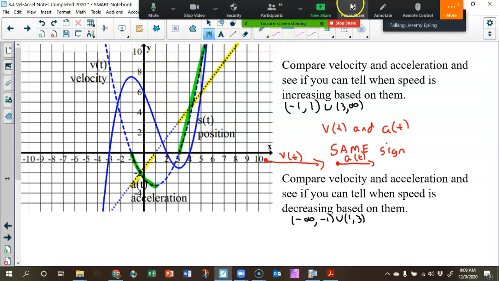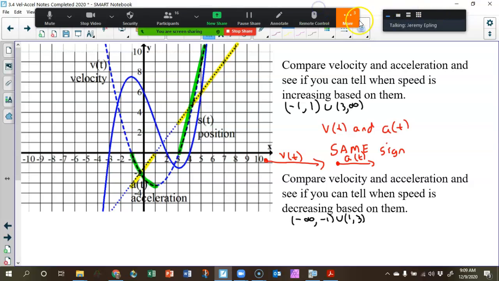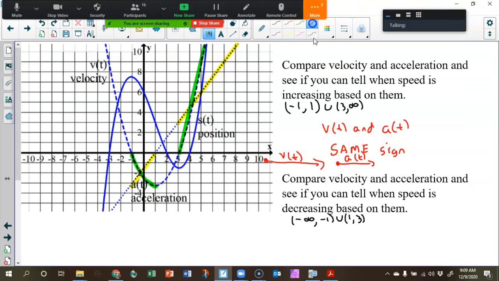Think of this from real life. You stopped at a stop sign. And then it's time to go, and so you push the gas pedal. Well, you're moving forward. Velocity is positive. But your change in velocity is increasing, so acceleration is positive. And you look at that little dial on your speedometer, and it's going up, up, up. Velocity and acceleration are working together. Speed is increasing.